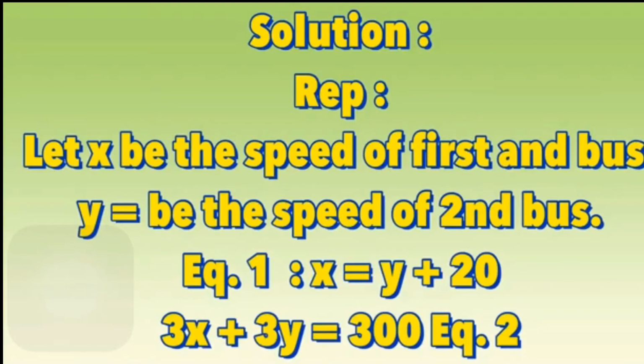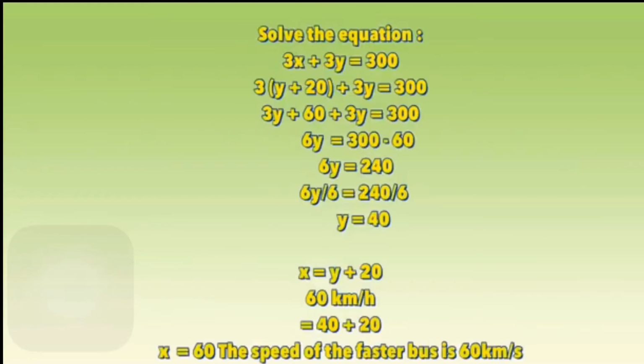And our equation 2 is 3x plus 3y equals 300, because the total distance of the two buses is 300 kilometers. Then solve for the equation.